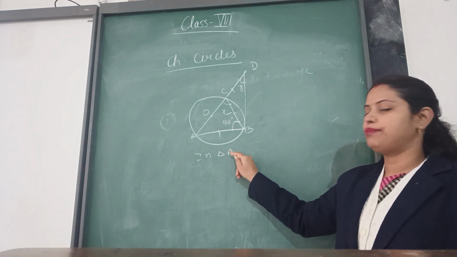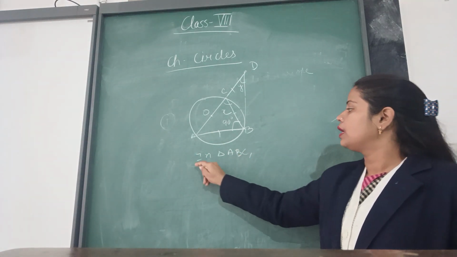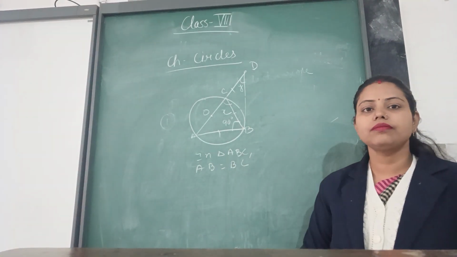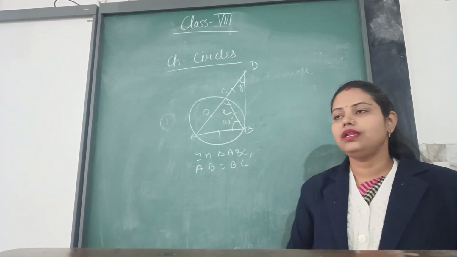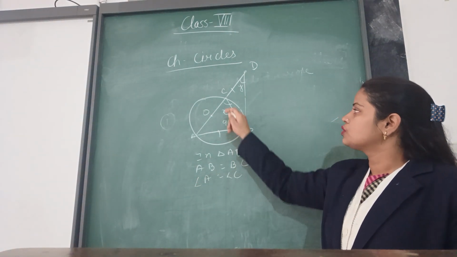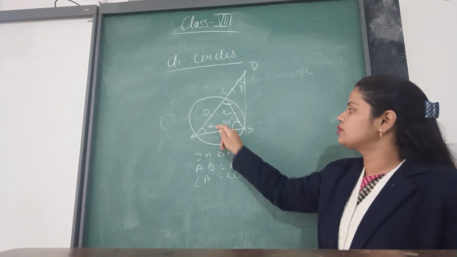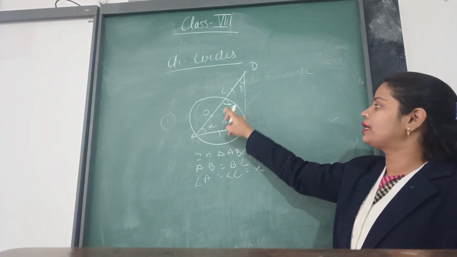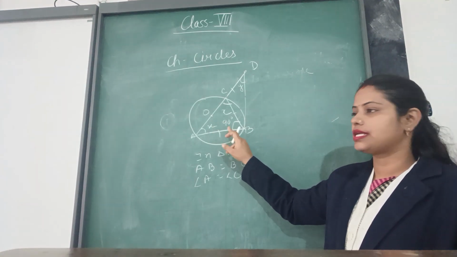In triangle ABC, according to the question, AB is given equal to BC. So it is an isosceles triangle. If AB is equal to BC, angle A is equal to angle C. So if this is x, then this angle is also x. Now in the triangle, we got two angles as x and the third angle is 90 degrees.